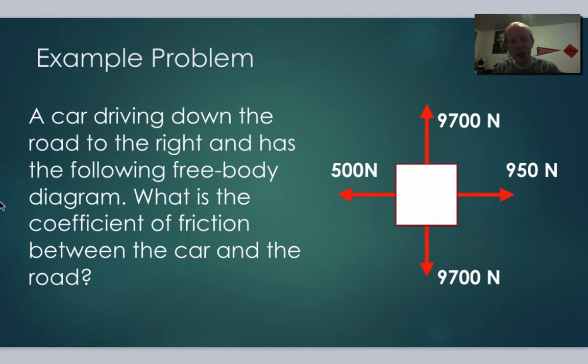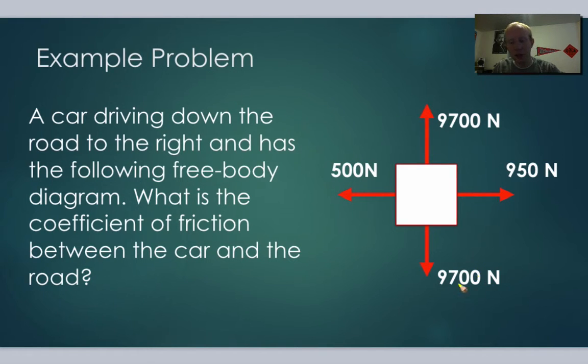A car driving down the road to the right has a free body diagram shown here. What is the coefficient of friction between the car and the road? In this case, we need to make sure we know what we're looking at. Here's the car driving down the road. It has a certain amount of weight. It's driving to the right, and the road is giving it some resistance.